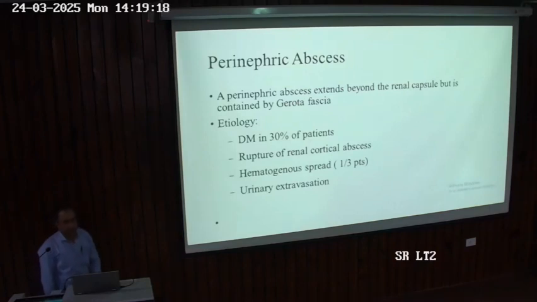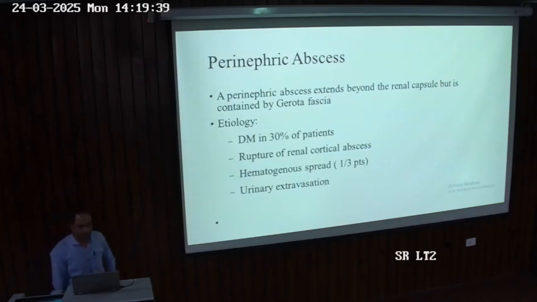Last is the perinephric abscess. So perinephric abscess is usually the result of a ruptured renal abscess. This is the sequence: first is the infected hydronephrosis, it will progress to the renal abscess, the renal abscess crosses the renal capsule and the fascia, then that is a perinephric abscess.